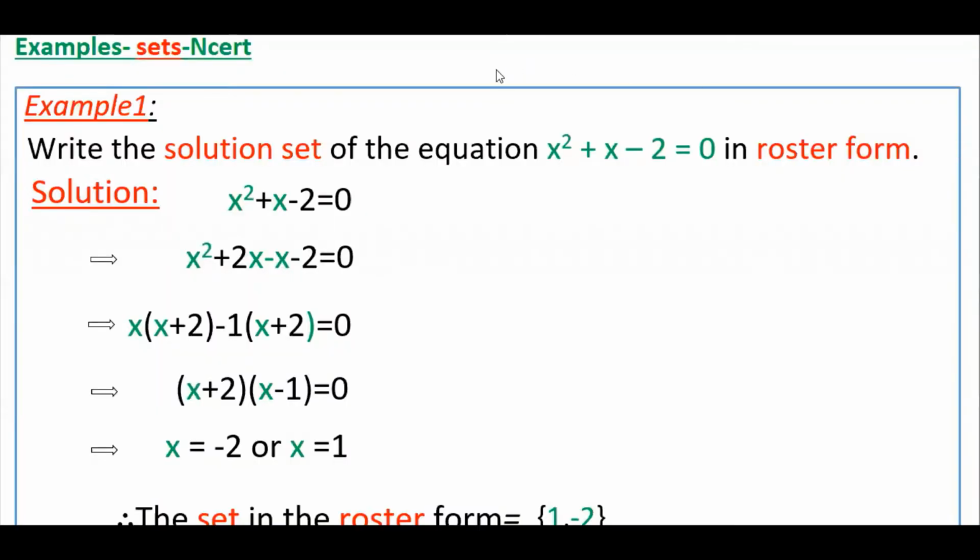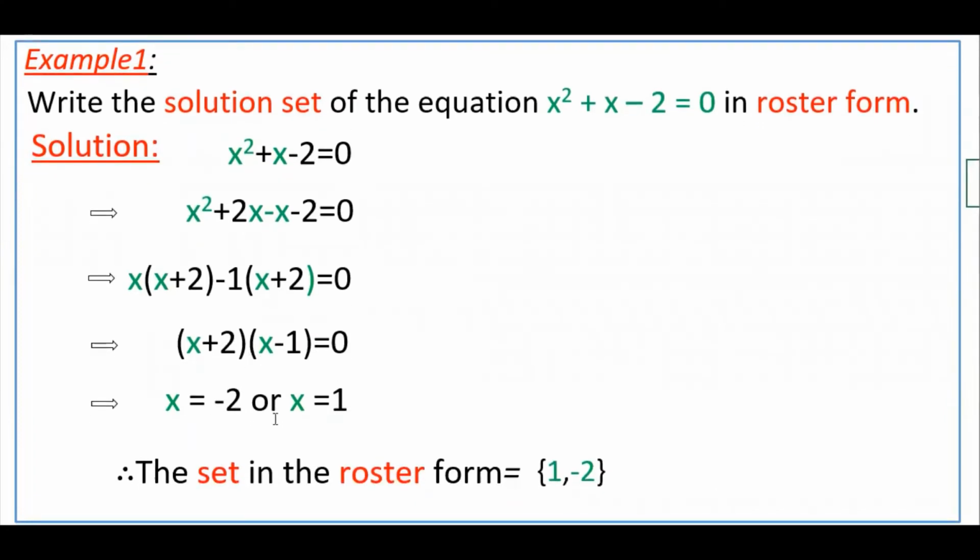Now I am going to tell the examples from NCERT. This is the first example. Write the solution set of the equation x square plus x minus 2 is equal to 0 in roster form. We know that in the roster form you have to write the elements of the set. So here you have to find the elements, which means the solutions of this equation. If you factorize x square plus x minus 2 is equal to 0, then you will get (x plus 2)(x minus 1) is equal to 0. That is x is equal to minus 2 or x is equal to 1. So these are the solutions of this equation, minus 2 and 1. So the set you can write in the roster form is {1, minus 2} inside these braces.